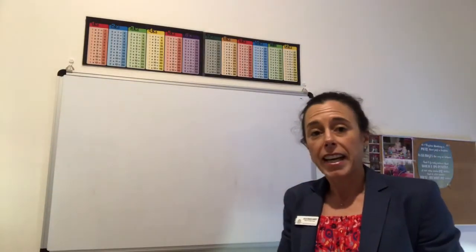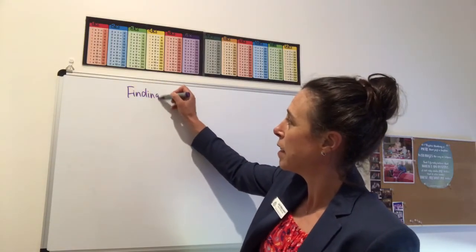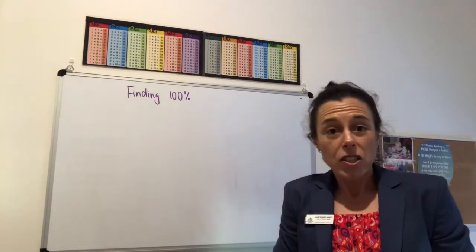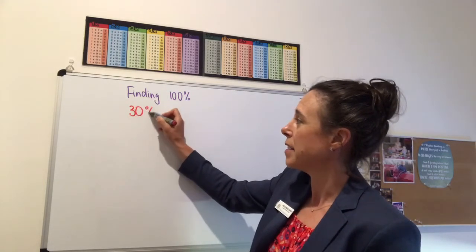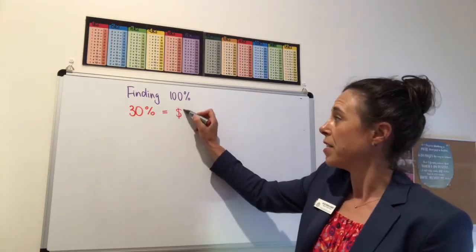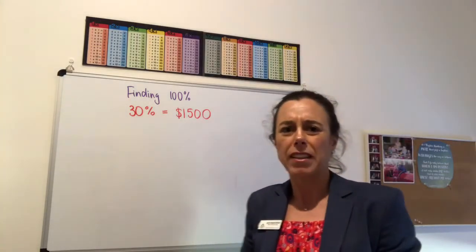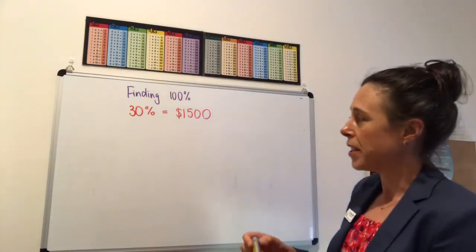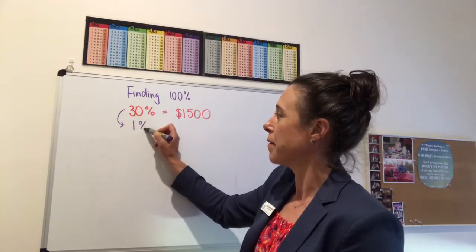So if we're finding 100% of an amount, we will be told what a certain percentage is. So if we are told that 30% is equal to 1500, we need to be able to say, okay, so if 30% is 1500, what would 100% of this amount actually be? So the first thing we need to do is we need to work out what 1% is.